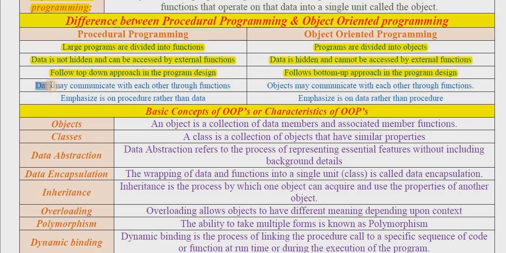In procedure oriented or procedural programming, data may communicate with each other using functions. Means in procedure oriented programming, communication is done by functions. So data communicates through functions in procedural programming, and in object oriented programming, objects communicate with functions.